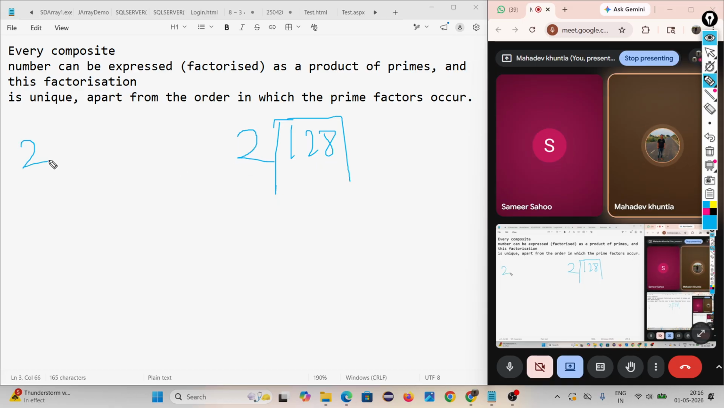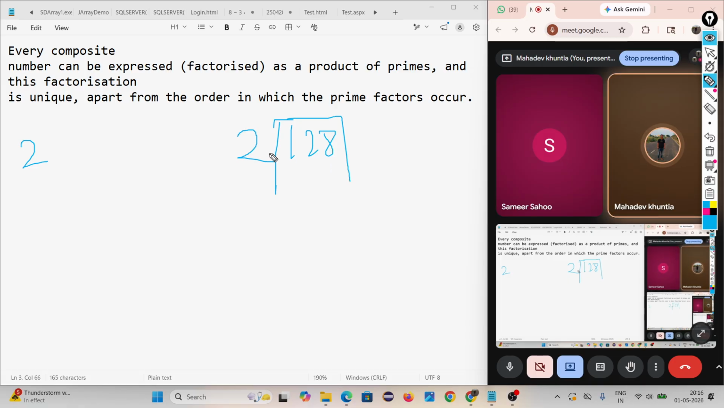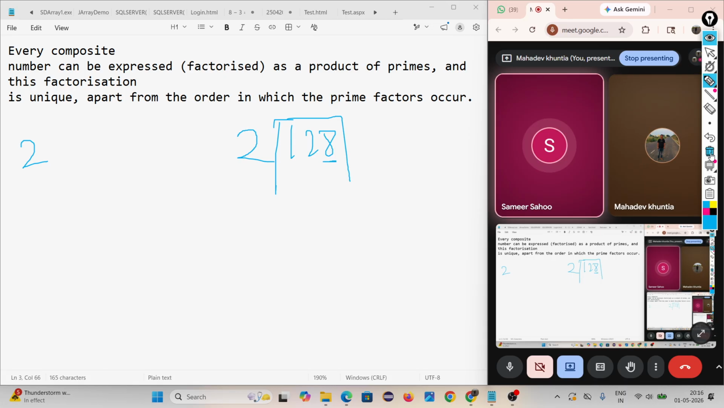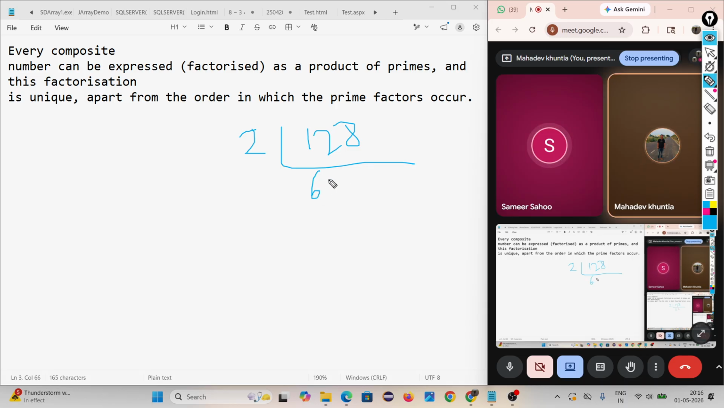First prime number is 2. 128 is divisible by 2? Yes, because the last digit is 8. You have to write like this: 128, divide by 2, 64. 2 sixes are 12, 2 fours are 8. Again it is divisible by 2.